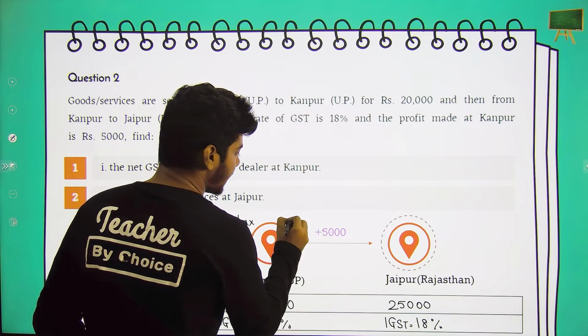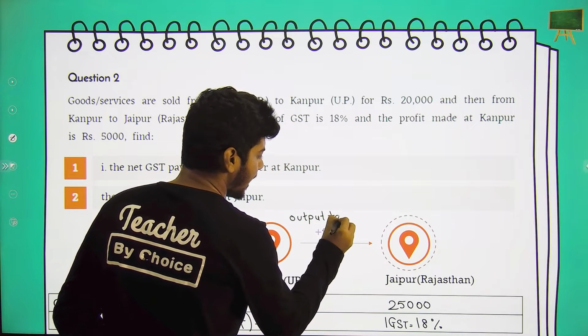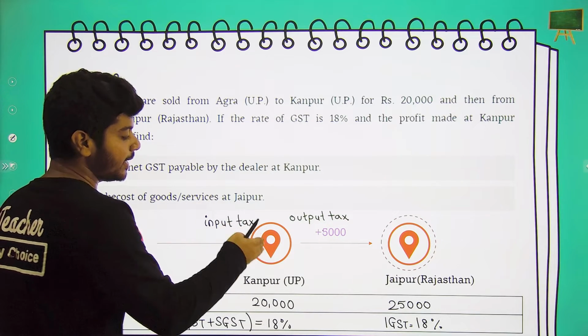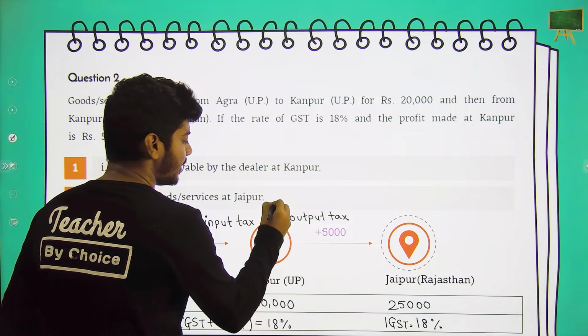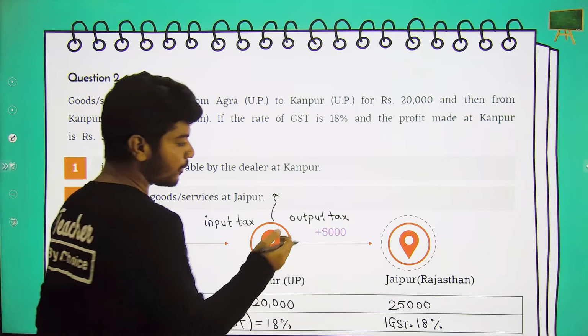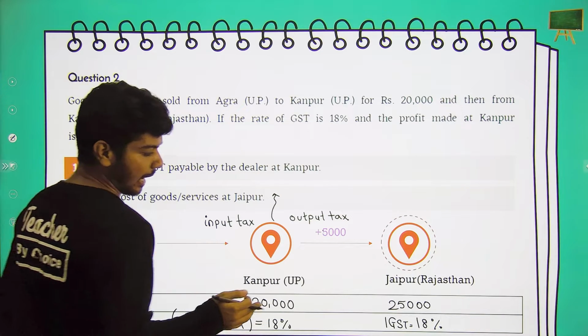Okay, and then we will calculate output tax. Output tax, and the difference between the two, output minus input, will be the net tax payable at Kanpur. Okay, first of all, we'll calculate output tax. Now how will we calculate output tax?